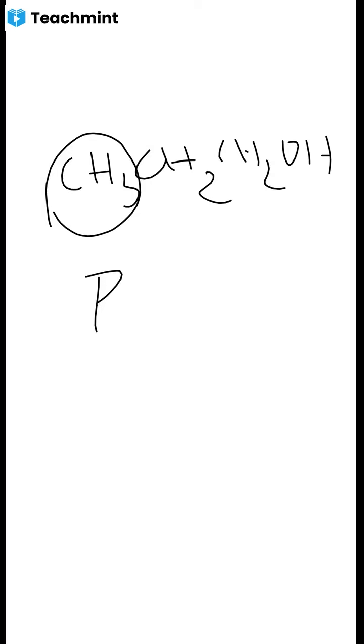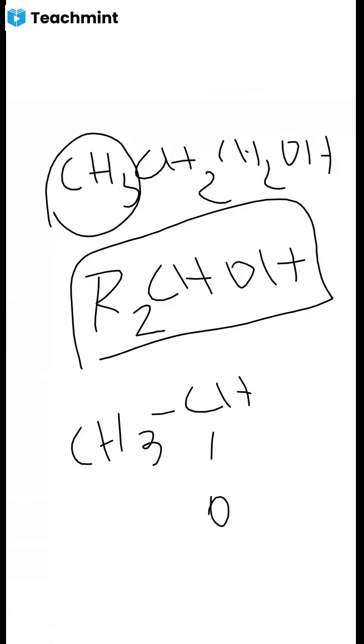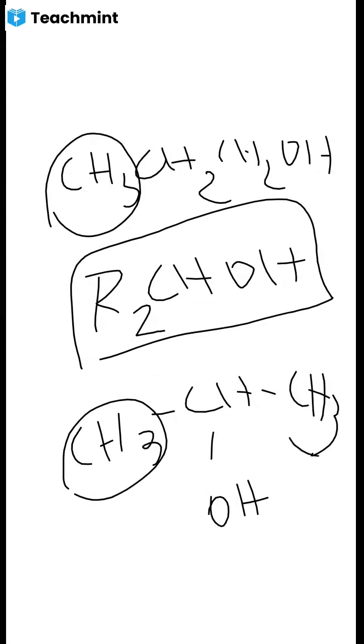Secondary alcohol, R2CHOH. This is known as secondary alcohol. Example, CH3CHOHCH3. This is secondary alcohol because it contains two alkyl groups.